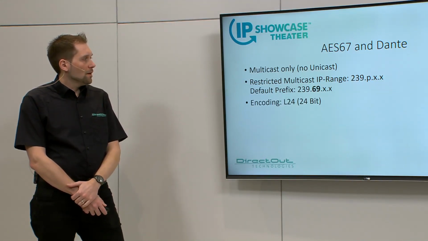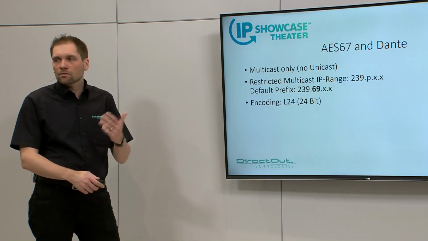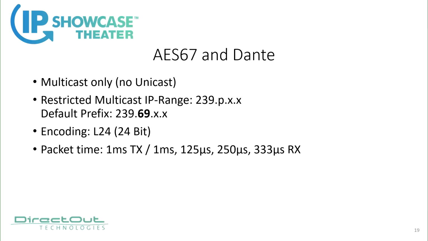The encoding is only 24-bit. That's not a really big deal because that's mainly what we want to use anyway. Packet time supported is basically the mandatory set for transmission. So it's 1 millisecond packet time, that's fine. For receiving, there's even more. It's 1 millisecond, but also 125 microseconds, 250 and 333. So there's a bit more options there for the receiving end.